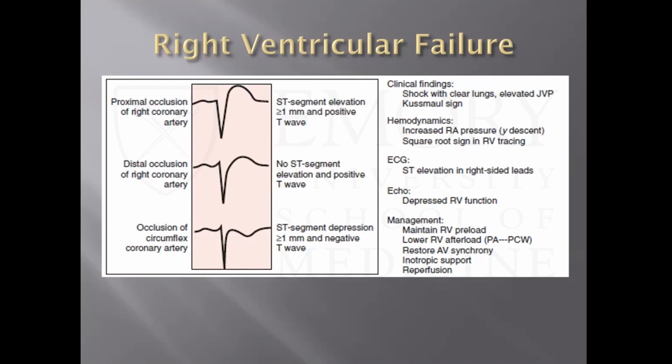You can think about dobutamine, and obviously coronary perfusion is going to be your mainstay. Most of the time, these are big right coronary arteries, proximal RCAs. You can get these open. You can get these patients better in the next 12 to 24 hours.